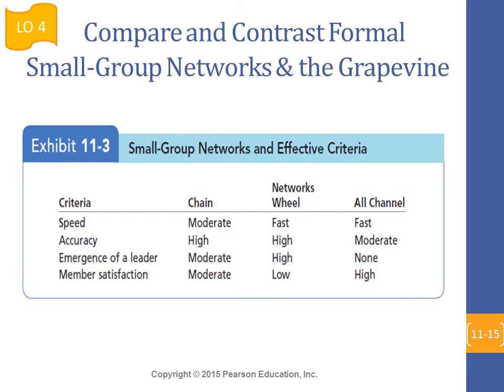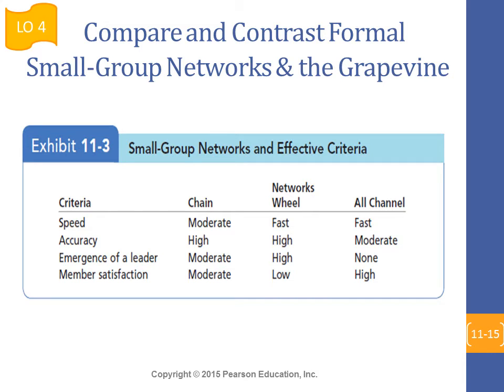If we look into the different criteria of these different types of communication, when it comes to speed of communication, the chain is kind of okay. The wheel network definitely can be faster because we just go through one point. It's his or her responsibility to communicate with others. And then the all-channel network is definitely fast because everybody can communicate with everybody.